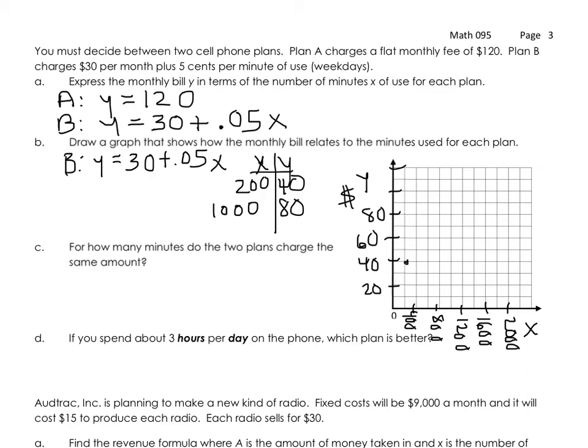200, 40; 1,000, 80. Draw our line. That's line B, that's Plan B. What about Plan A? Plan A is y equals 120. It does not matter how many minutes you talk. So Plan A is horizontal, right at y equals 120.